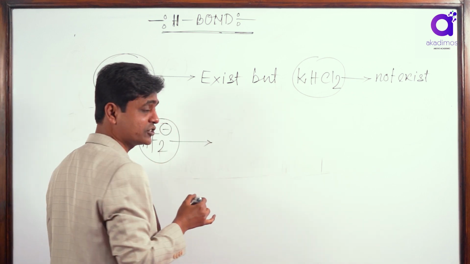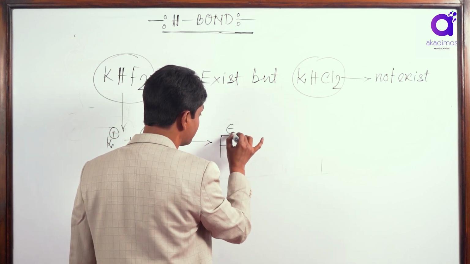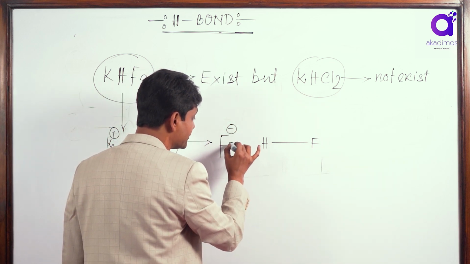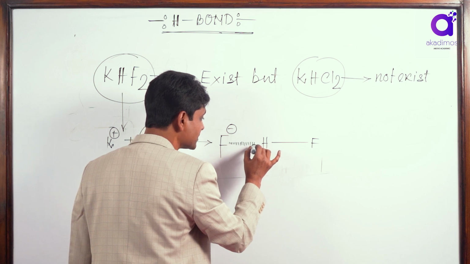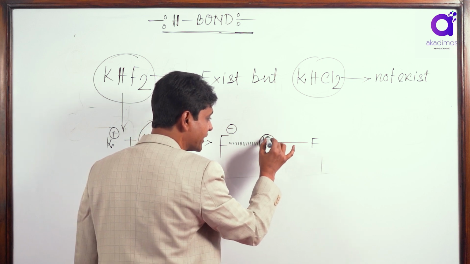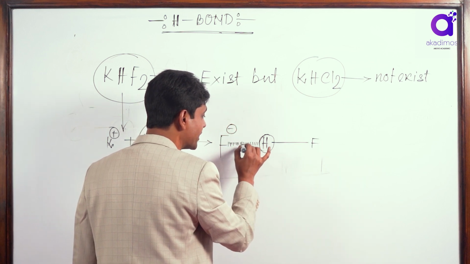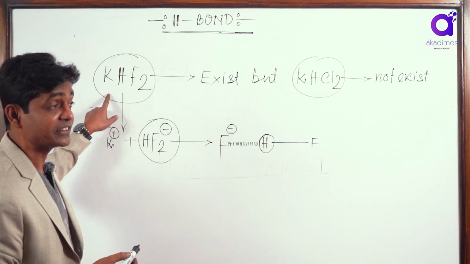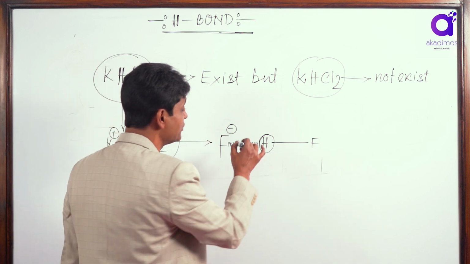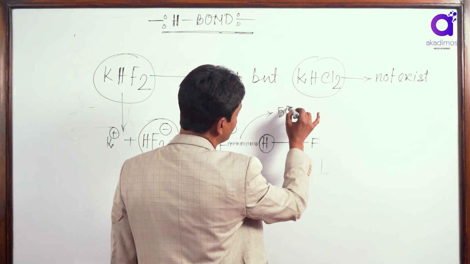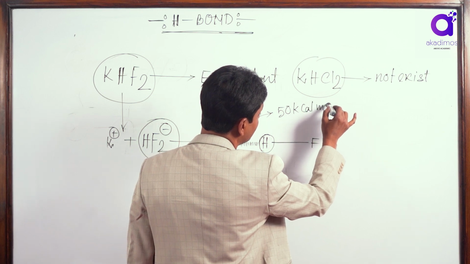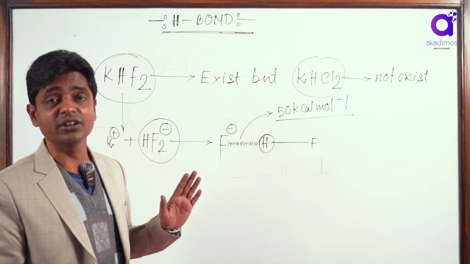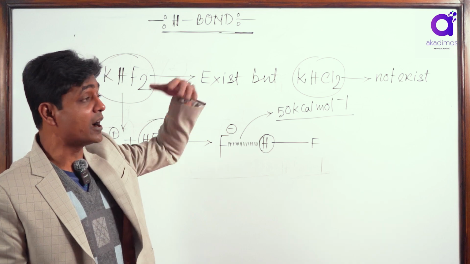Now, go to the structure of this. The structure is F minus and HF, together giving HF2 minus, and there we get a hydrogen bond between F minus and this hydrogen. The condition is fulfilled: hydrogen is attached to the electronegative atom fluorine, and due to this hydrogen bond, the HF2 minus radical exists. That's why KHF2 exists. But what I want to mention here is that the energy of this hydrogen bond is abnormally high, 50 kilocalorie per mole. Surprisingly, 50 kilocalorie per mole means 210 kilojoule per mole. That means it is above 40.